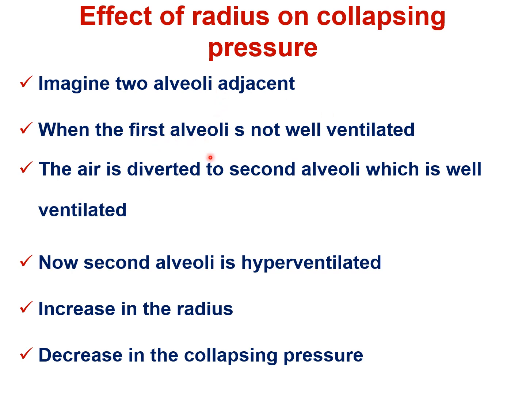When the first alveoli is not well ventilated, again imagining two alveoli adjacently, the air is diverted to the second alveoli, which is well ventilated. Now the second alveoli is hyperventilated, which leads to increase in radius and decrease in collapsing pressure. If the collapsing pressure decreases, automatically the surface tension also decreases, and which leads to well ventilation of the alveoli.